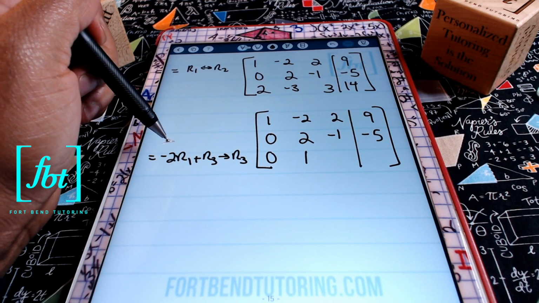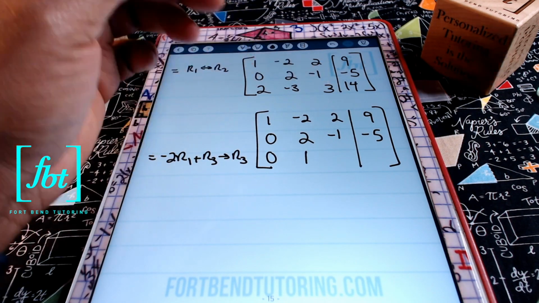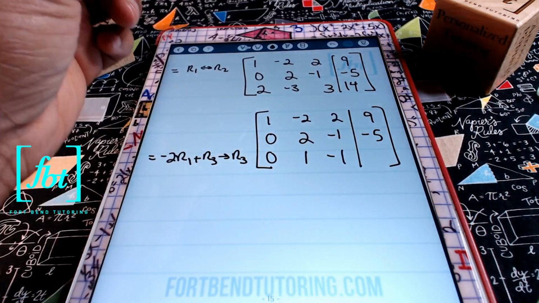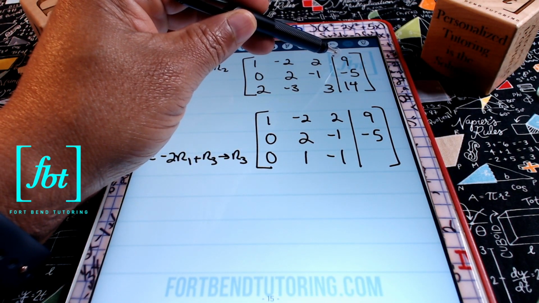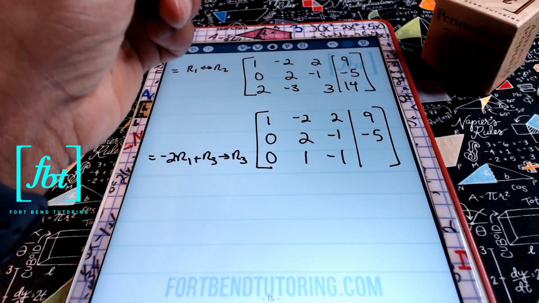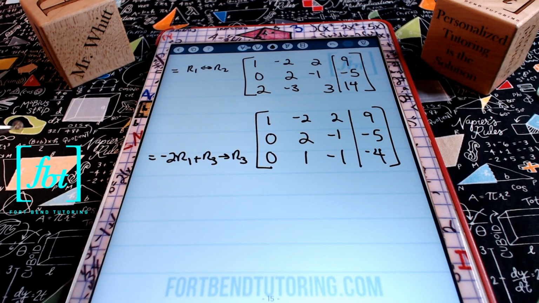Then we'll have negative 2 times 2, that's negative 4. Negative 4 plus 3 gives me negative 1. And then we'll have negative 2 times 9 is negative 18. Negative 18 and 14 combined to give me negative 4. All right. And this is going to be the resultant matrix after that row operation.